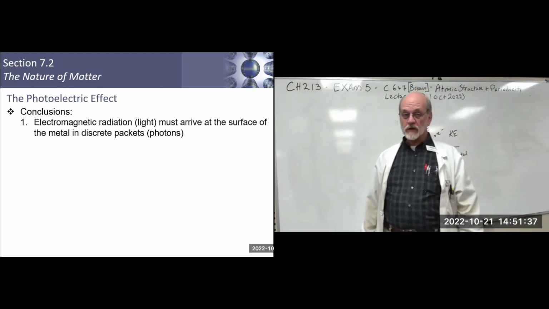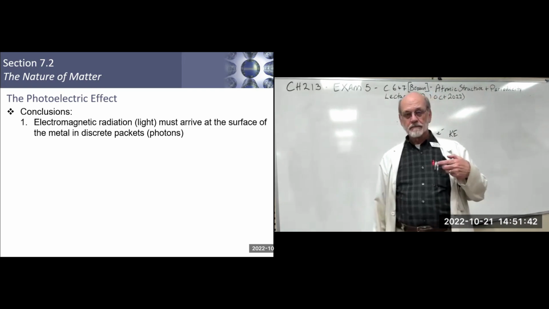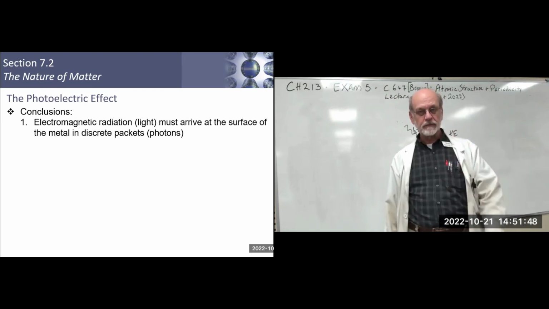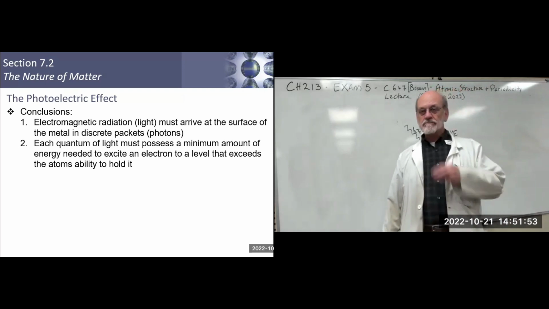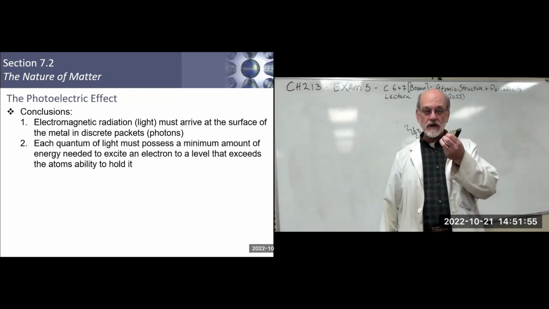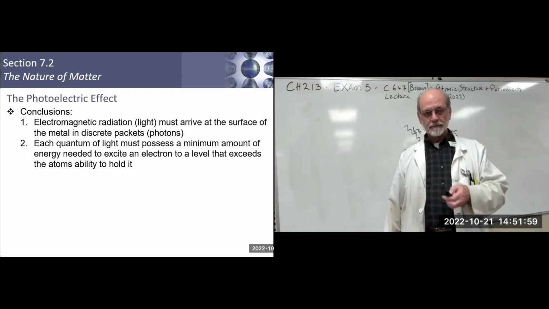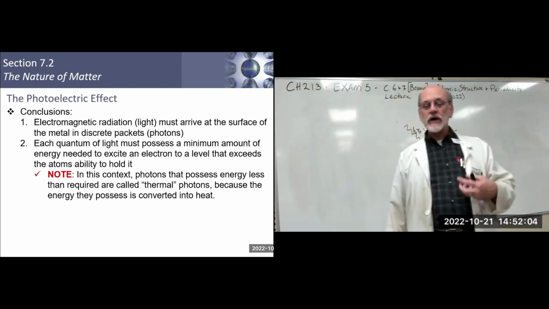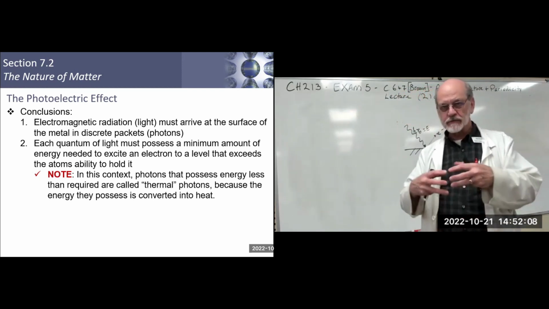Right? So the conclusion is that electromagnetic radiation must arrive at the surface of the metal as discrete packets, as photons. And that there's a minimum amount of light contained in that photon to eject the electron. And that extra energy overcomes the atom's ability to hold the electron with its positive nuclear charge.